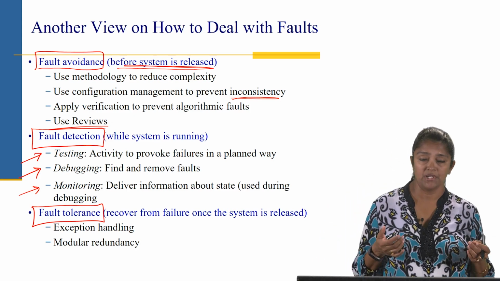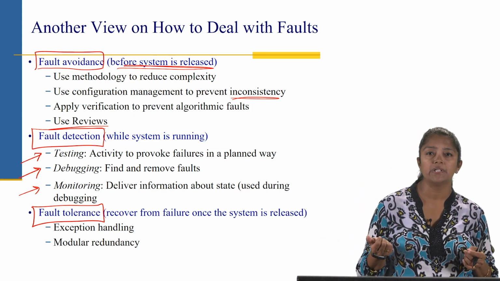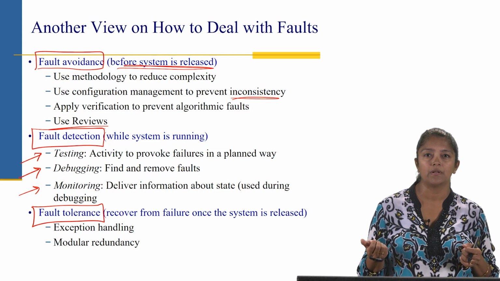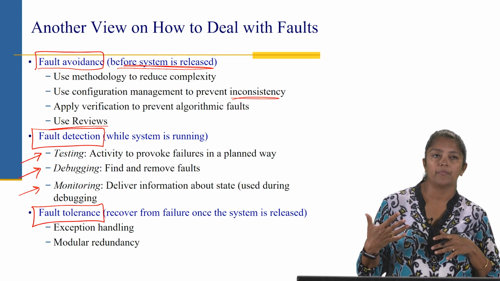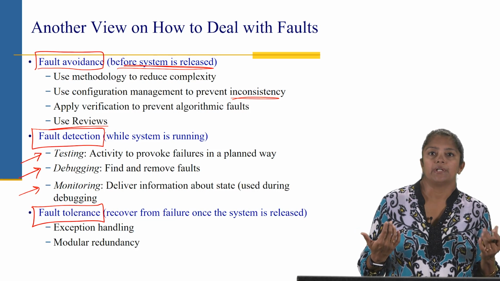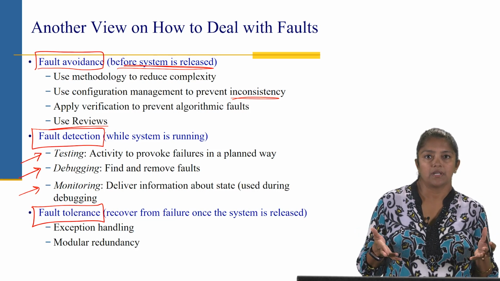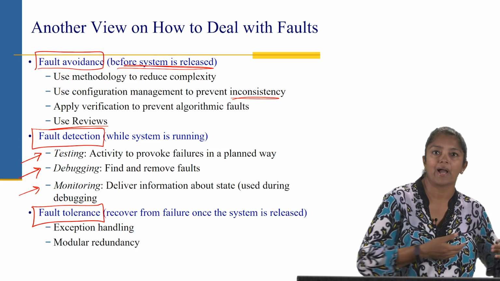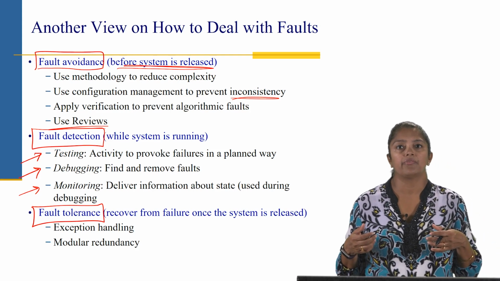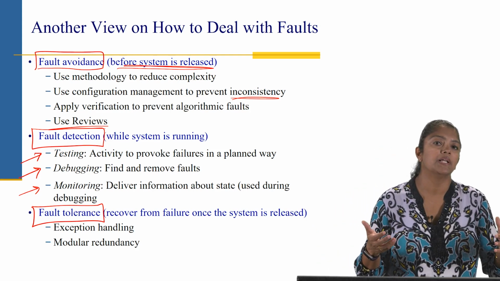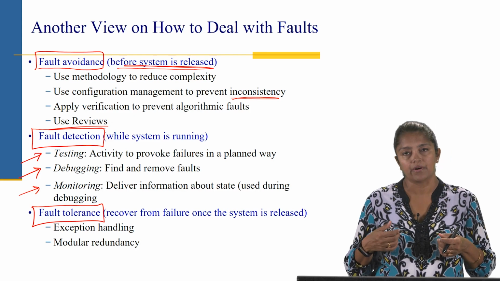So exception handling does that. It's basically looking for these exception cases and providing an alternate way to deal with it. And modular redundancy is again providing an alternate or backup module that will take care of that, that basically comes into play when a failure occurs.